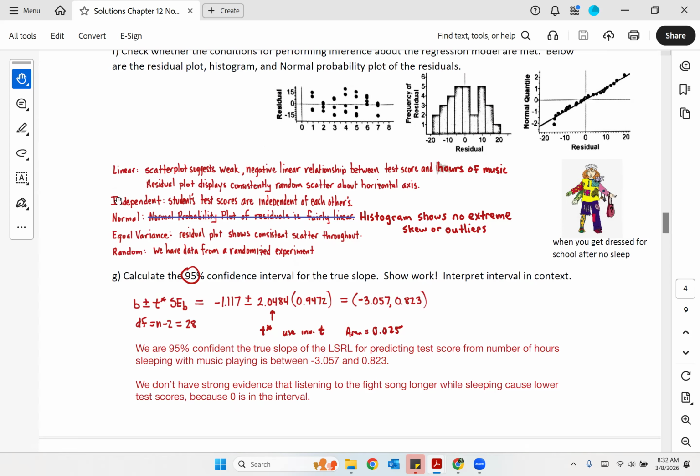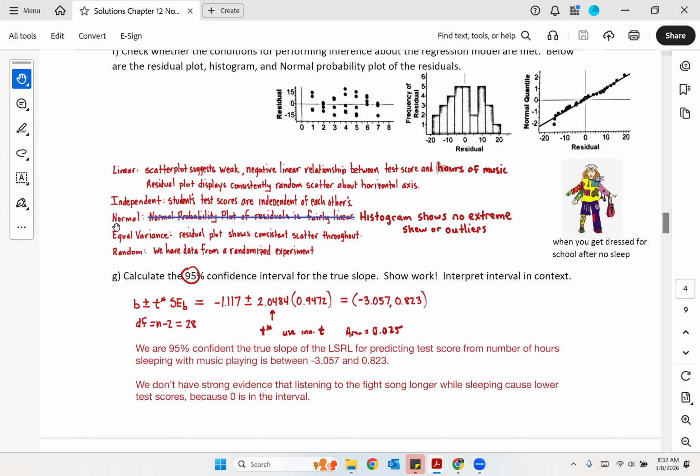All right, next condition, independence. We sometimes called it 10% or 10n check, but we don't check 10n in an experiment. Instead, we just want to comment on the independence of the individuals or volunteers in the experiment. And I think it's safe to say the students' test scores are independent of each other's. We hope they're not somehow influencing each other. Okay, so we'll leave it at that.